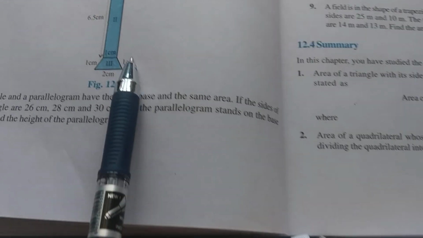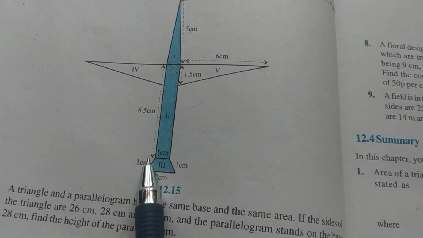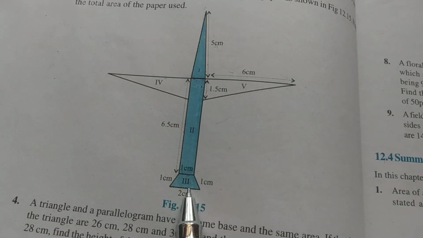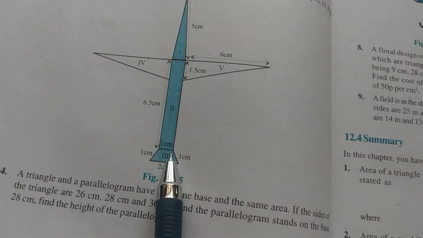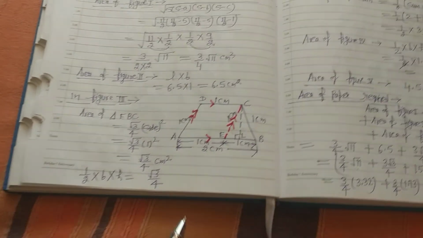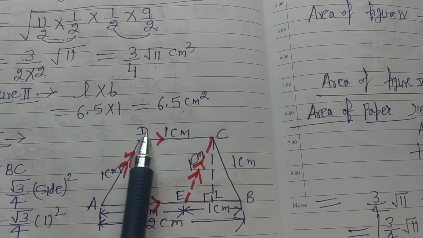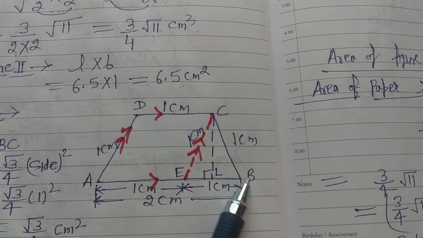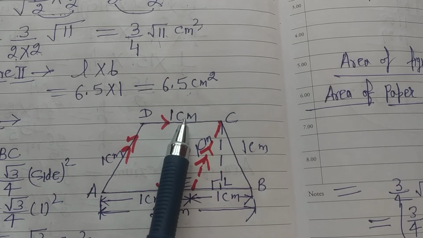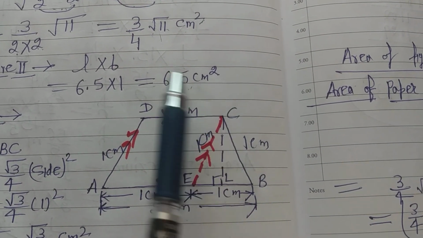Area of figure 3. You see this figure 3 is in the shape of the rhombus. It is similar to question number 9 of this exercise 12.2. So to find the area of this figure, we draw a figure here. This is a trapezium. This side is 2 centimeter and this is 1 centimeter. So let us suppose it is A, B, C, D.